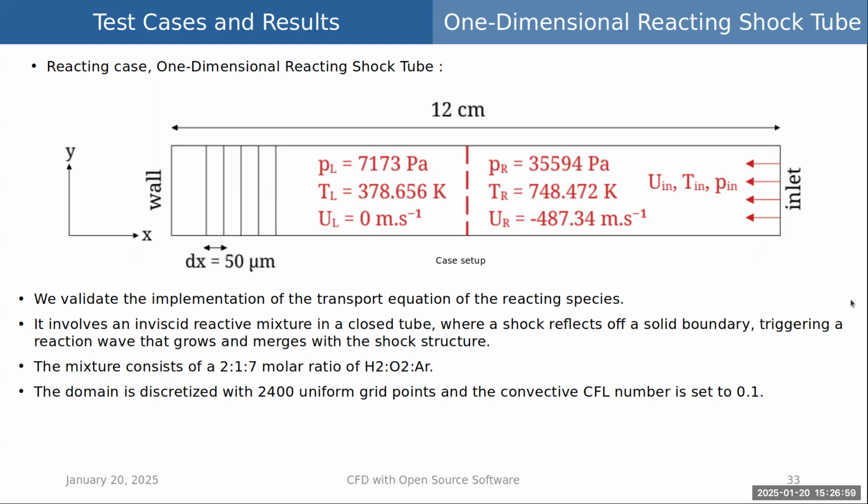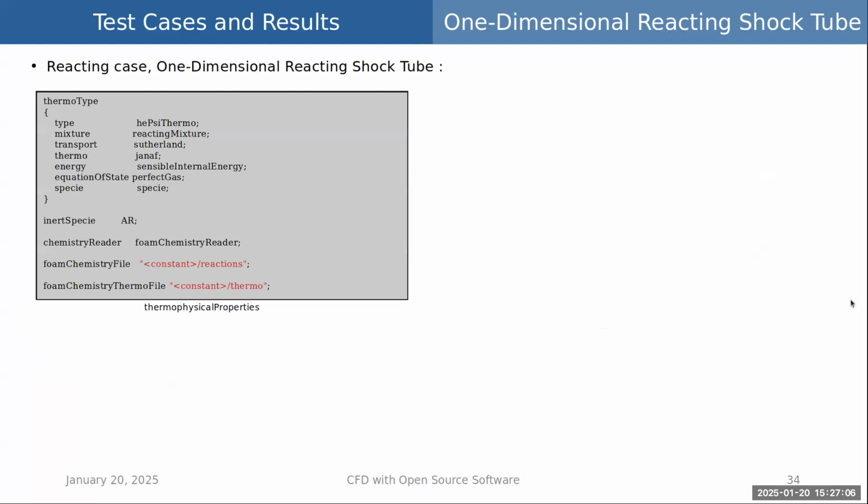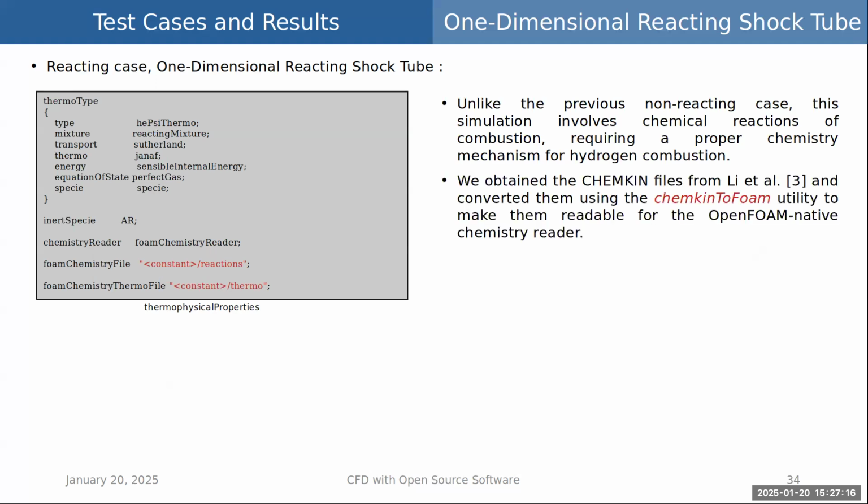So that means that one cell is 50 micrometers long. Something that's worth mentioning: for a reactive case, you need a chemistry mechanism that includes all the necessary species and reactions that you want to consider. In this case, I obtained the CHEMKIN files from Li et al., of a chemistry mechanism for H2 combustion, which I converted to OpenFOAM format using the chemkinToFoam utility. The files are then created and stored as reactions and thermo files in the constant folder.